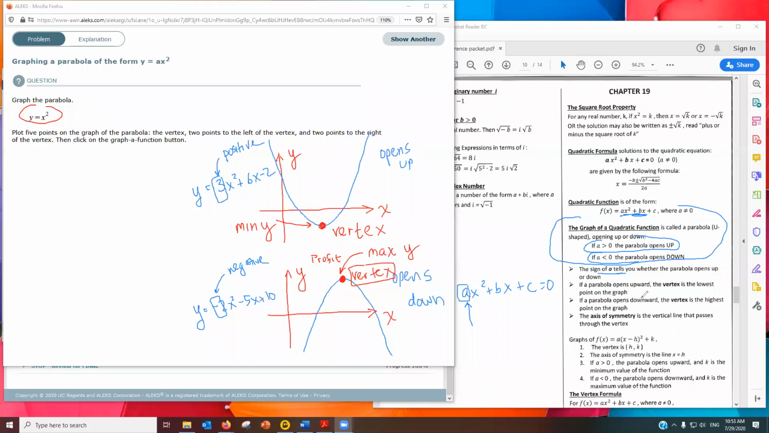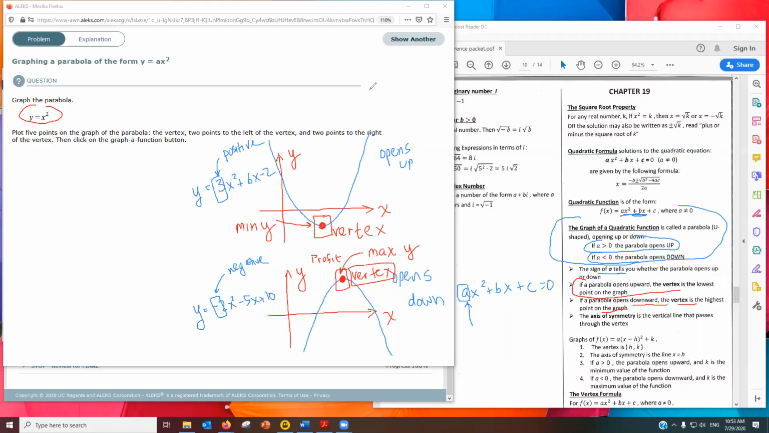All right, and also notice this comment on the reference sheet here. It says, if the parabola opens up, the vertex is the lowest point on the graph. So you can see that here. If the parabola opens down, then the vertex is the highest point on the graph. You could see that here.